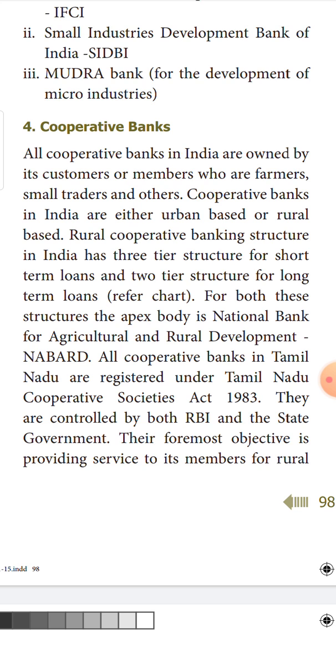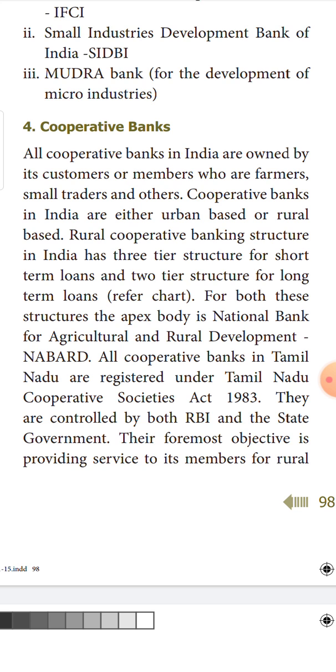These rural cooperative banks operate on a 3-tier structure. 3-tier structure means central cooperative bank, state cooperative bank, and district cooperative bank. When they operate in this way, in a 3-tier structure, they give short-term loans. When they operate in a 2-tier structure, they give long-term loans. Long-term loans means the central cooperative banks and state cooperative banks give long-term loans.